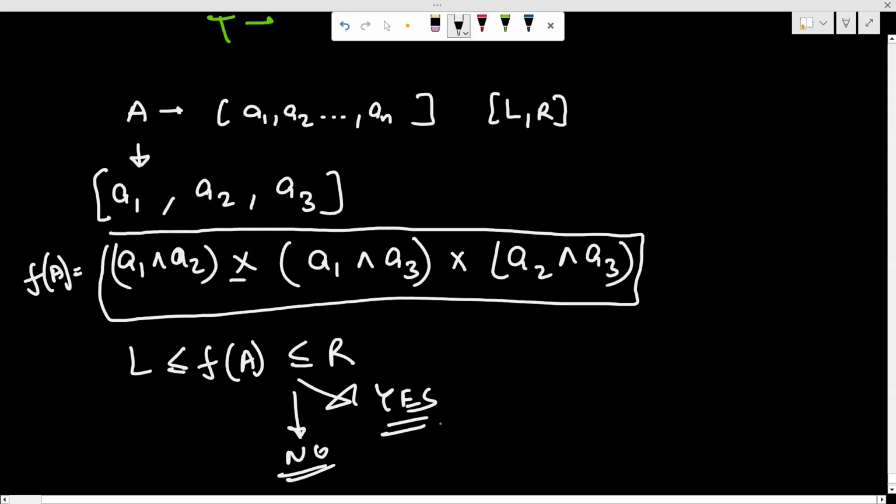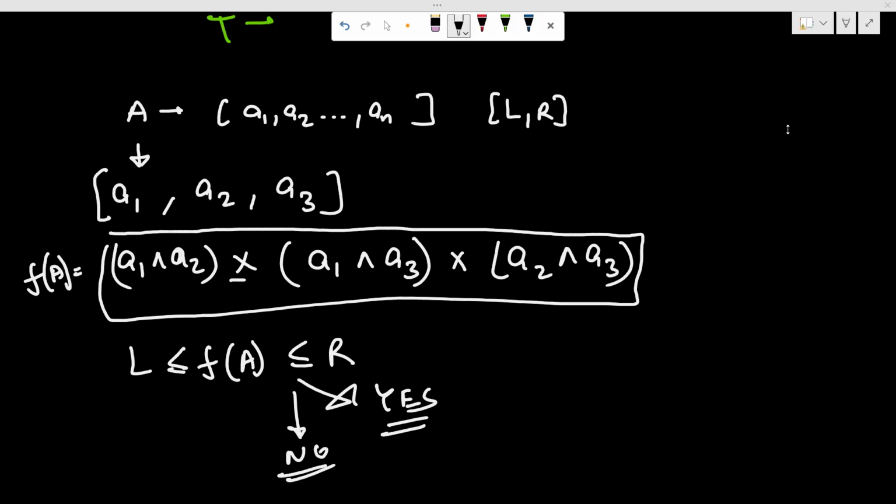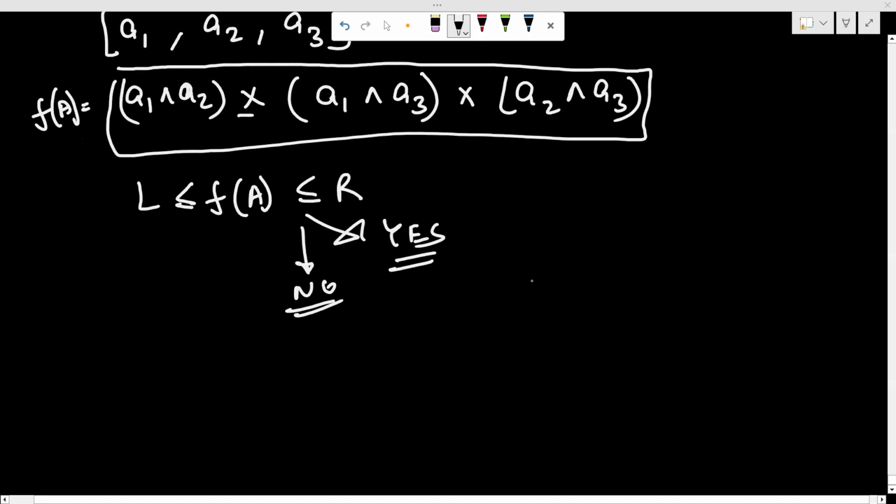Is the problem statement clear? Is the problem statement clear, guys? Anyone having any doubt in the problem statement? Yes? Great.